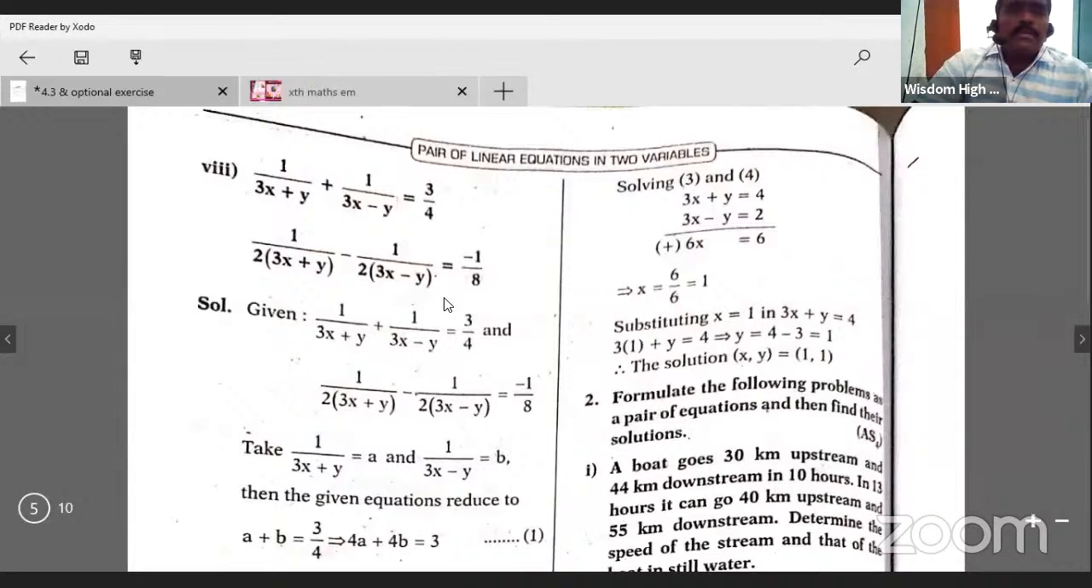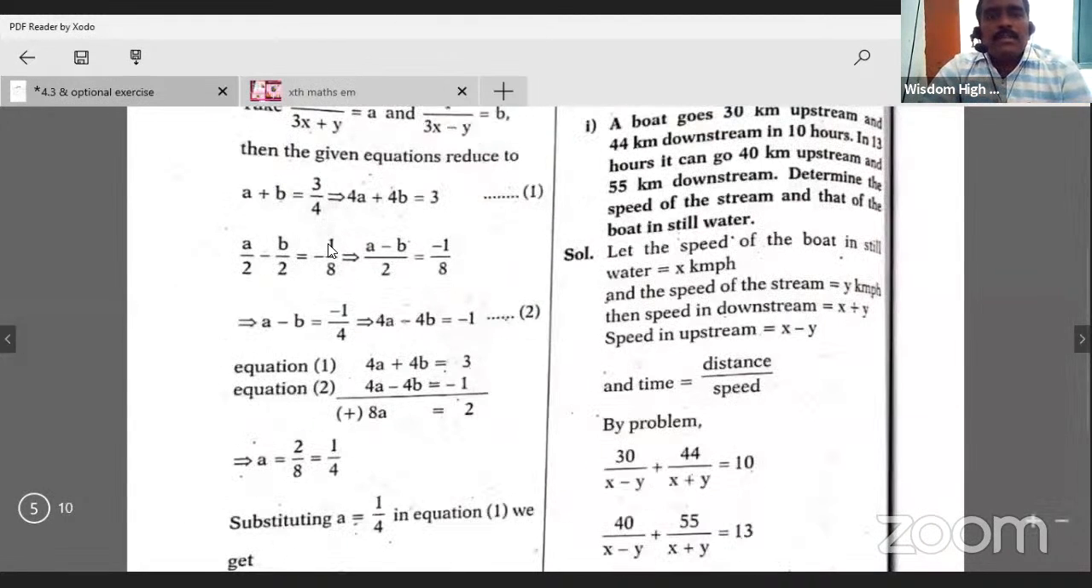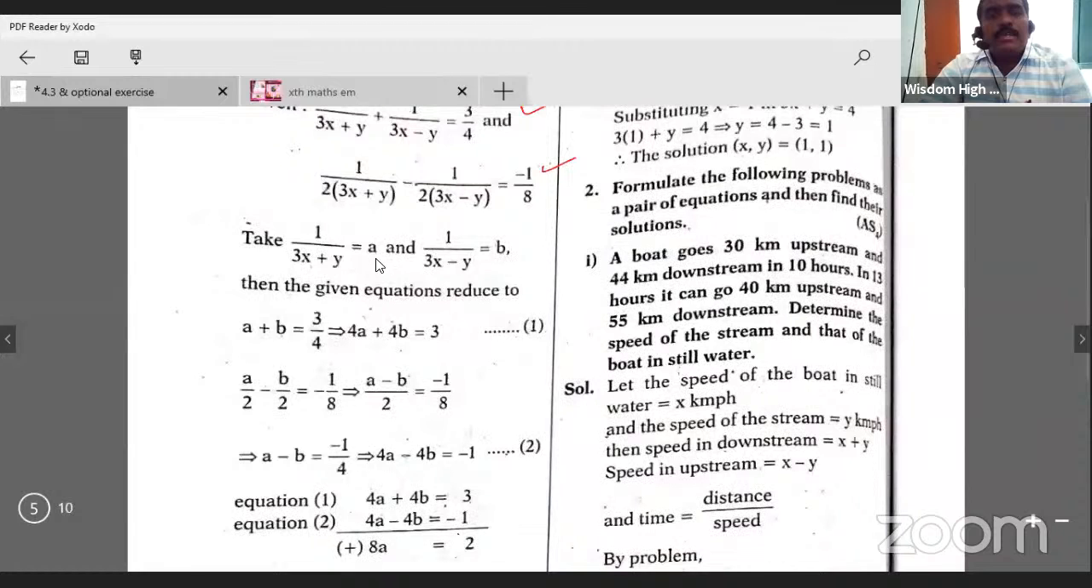This is a somewhat lengthy problem. I want to explain the eighth problem. Look here. In the given equations we have written here, what is common that you have to find? 1 by 3x plus y and 1 by 3x minus y are common. Then you have to substitute: 1 by 3x plus y is a, and 1 by 3x minus y is equal to b.